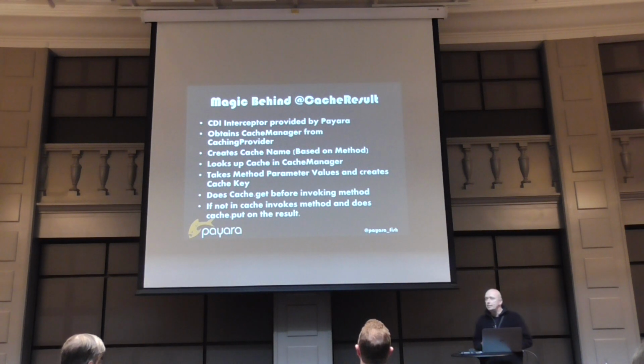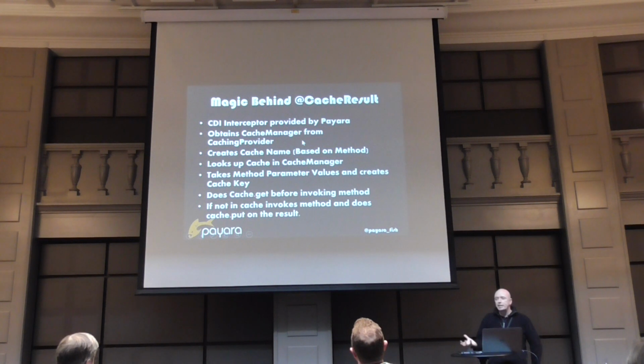If you take another application server, say Tomee or something like that, you would have to get a CDI interceptor implementation from somewhere and put it in your beans.xml. It's not provided by cache providers because it's an application server. So what that interceptor does is it obtains a cache manager, creates a cache name, and it takes your method.